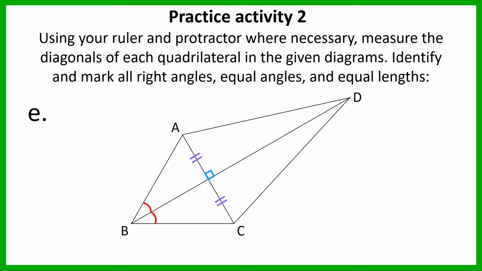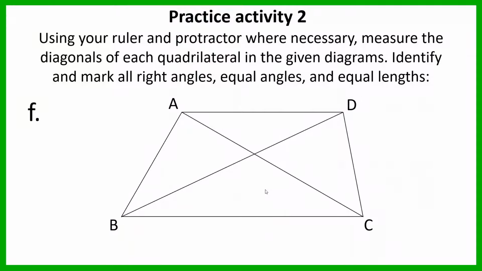You should also have found that this diagonal bisects this angle, and it bisects this angle over here as well. But this diagonal does not bisect the angles. Right, then the last one is the trapezium. You have 30 seconds again.